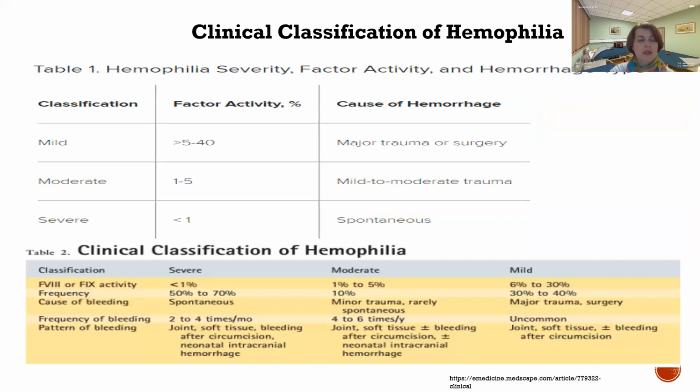Clinically, hemophilia can be divided into three forms: mild, moderate, and severe, depending on what kind of injury can cause hemorrhage, frequency of bleeding, activity of clotting factors, and pattern of bleeding. So from joint and soft tissue bleeding to bleeding after small, absolutely non-severe damage.